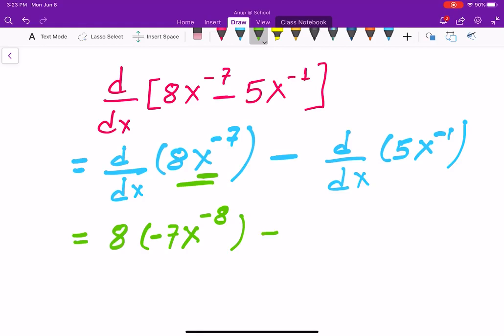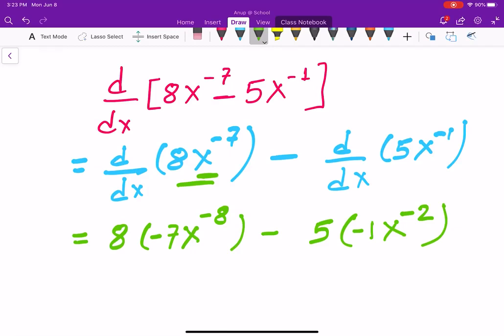Similarly, the derivative of 5 times x to the power minus 1 will be: write down 5 as it is, and the derivative of x to the power minus 1 is, by using the power rule, negative 1 times x to the power negative 1 minus 1, which is negative 2. So this is the derivative of the given function.